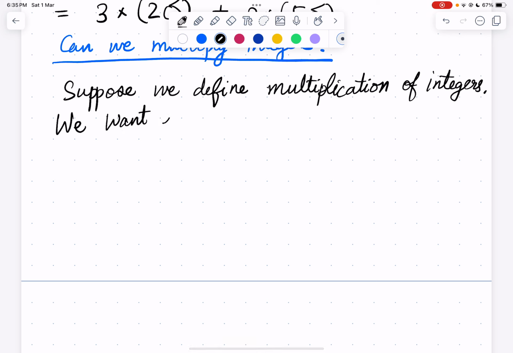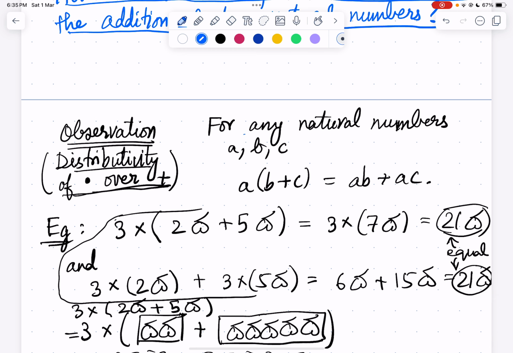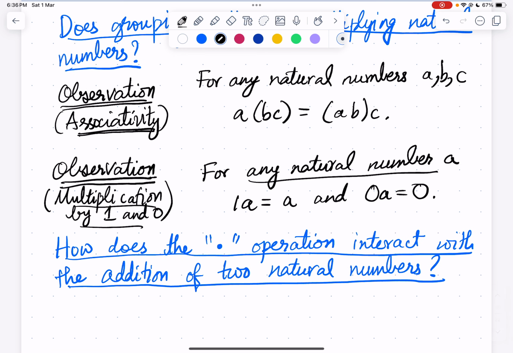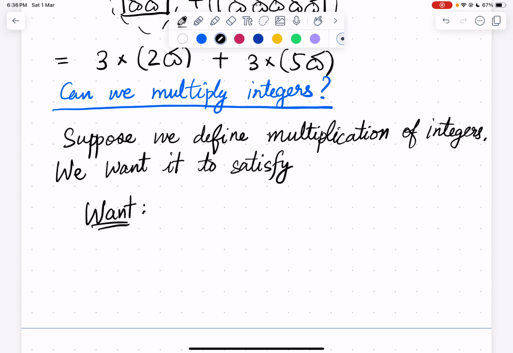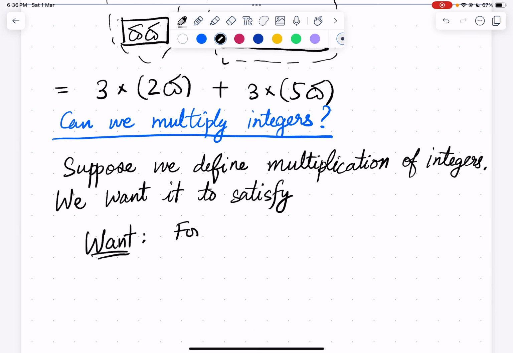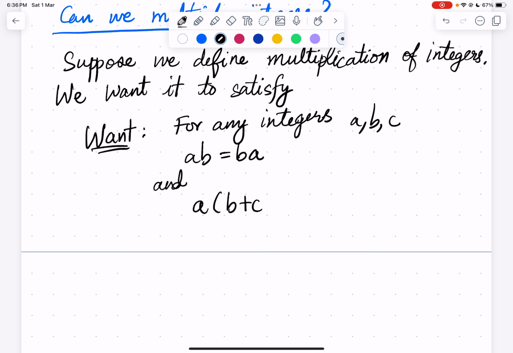We want it to satisfy this property. So multiplication with natural numbers, for any natural numbers, all these properties are for natural numbers. We haven't shown these properties for arbitrary integers. So we are asking, can we multiply integers? Suppose we define multiplication of integers. We want it to satisfy the same properties, like for any integers a, b, c, we want order to not matter, that is ab equals ba, and we want distributivity. A times (b plus c) is a times b plus a times c. We want these two properties.